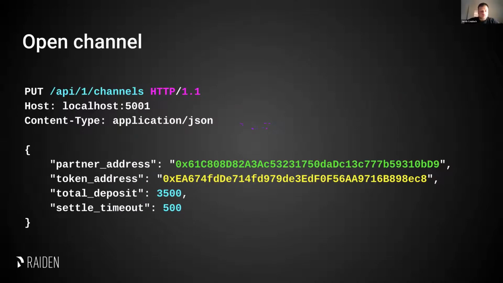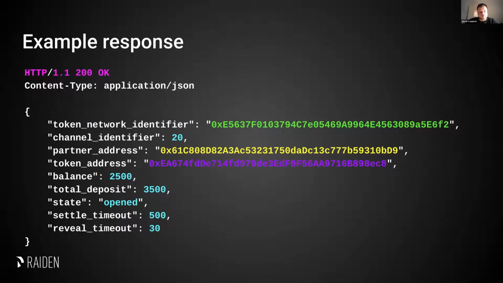To open a channel is quite simple. You just make a PUT request with the address of the partner you want to open the channel with, which token you want to use, along with the initial total deposit and the settlement timeout. And that would basically just return an example response, which is a channel object like I just showed you before.